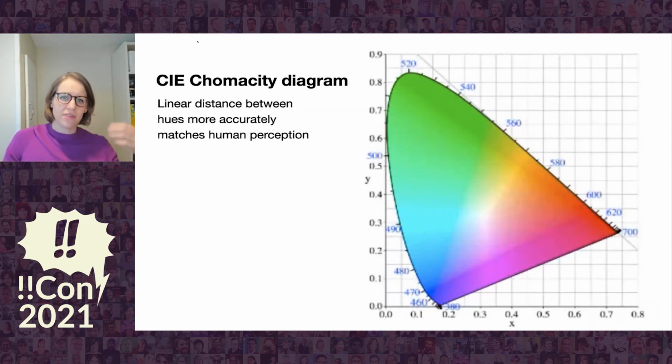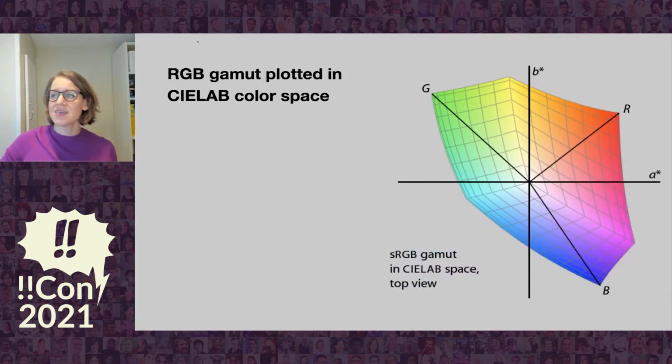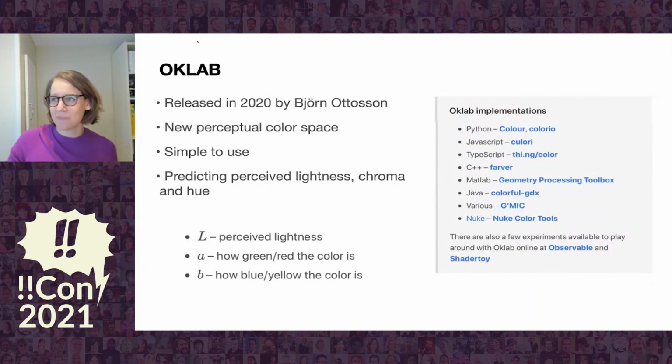If you take away the brightness dimension, you can look at this in a 2D space. And when you map the RGB color space onto the CIE Lab color space, you can actually see that RGB didn't look very linear to the human eye, and this is a better attempt to do that.